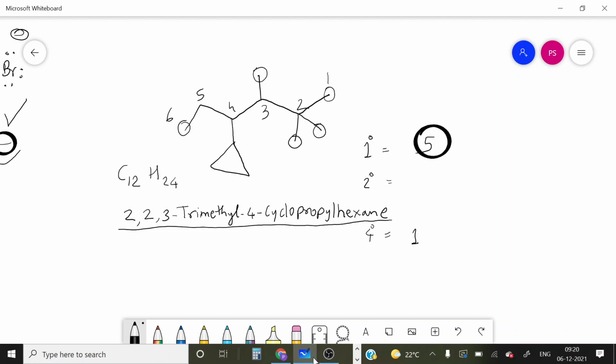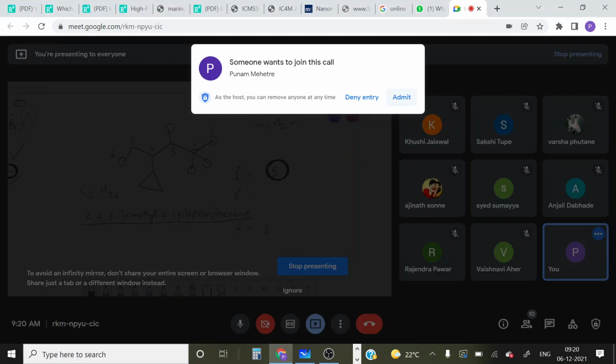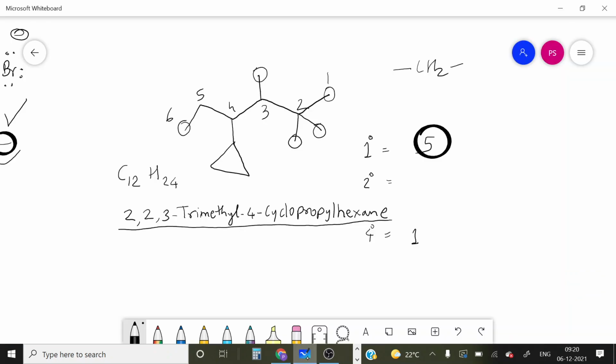Now secondary carbons are methylene carbons, that is CH2 carbons. Okay, this carbon is directly attached to two other carbon atoms. Now the total secondary carbons are, this fifth carbon is CH2 carbon. Okay, and you look at this cyclopropyl ring, this carbon is CH2 carbon, and this carbon is also CH2 carbon. Okay, so total number of secondary carbons are 3.